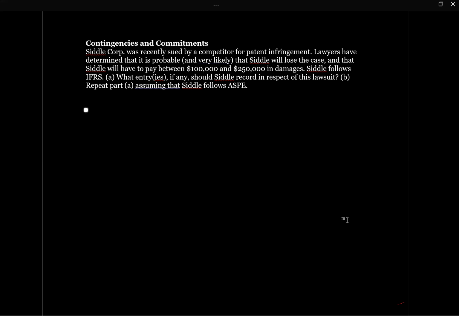And what would happen if Siddle followed ASPE instead of IFRS? Okay, so let's just start with the two criteria. So we've got IFRS and we've got ASPE. Let's just remind ourselves. IFRS requires it to be probable, or shall we say more likely than not? Say 51%. And ASPE requires it to be likely.